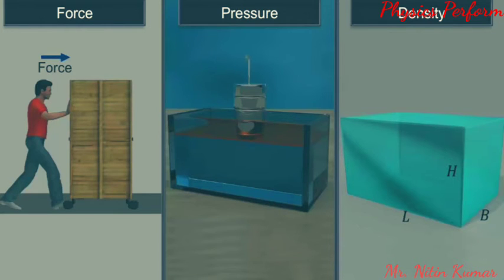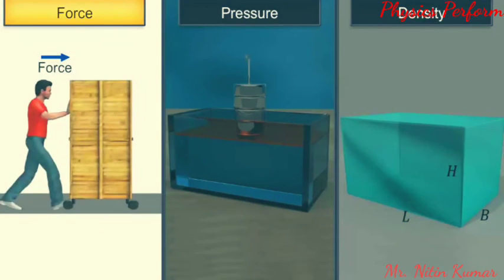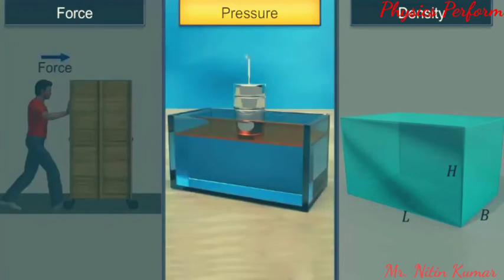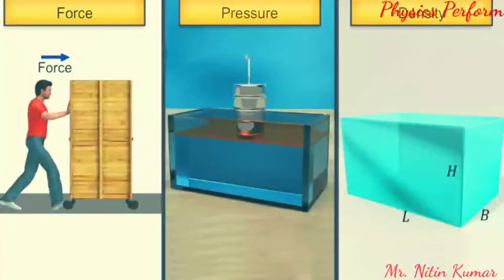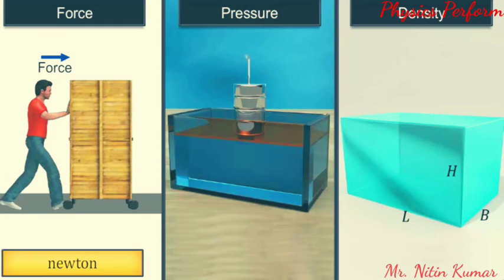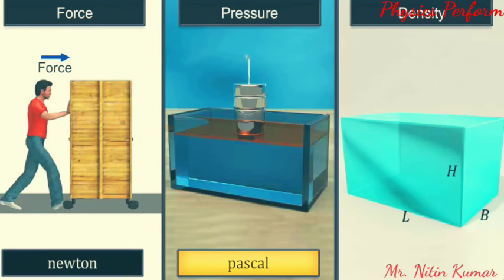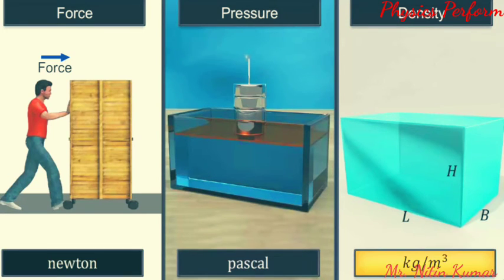So far, we have discussed derived physical quantities, namely force, pressure, and density. These quantities have units, namely Newton, Pascal, and kilogram per meter cube, respectively.